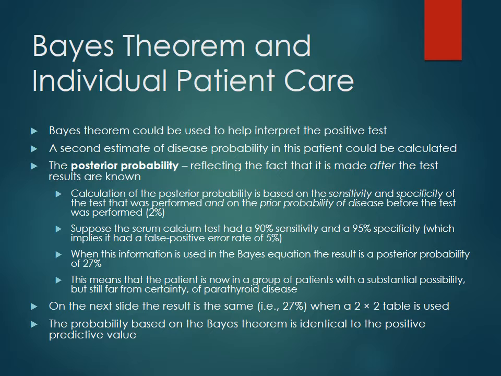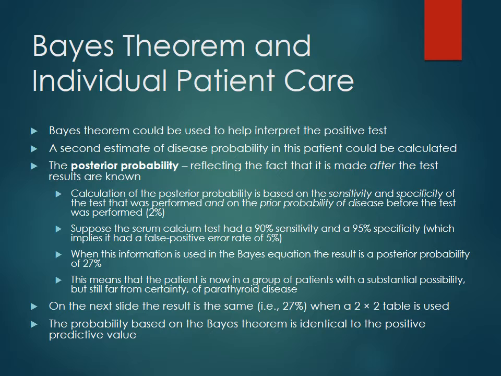So let's say that the serum calcium test had 90% sensitivity and 95% specificity, which implies that it has a false positive error rate of 5%. That kind of makes sense. So when this information is used to get the posterior probability, you end up with a value of 27% when you calculate that out.